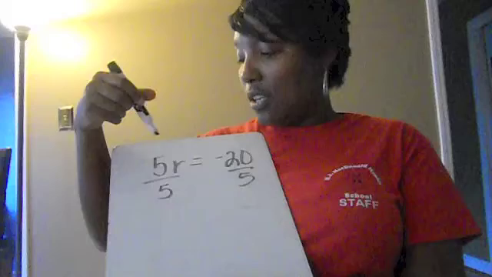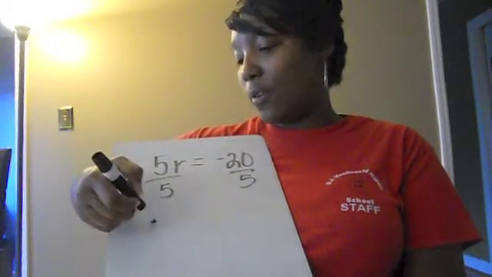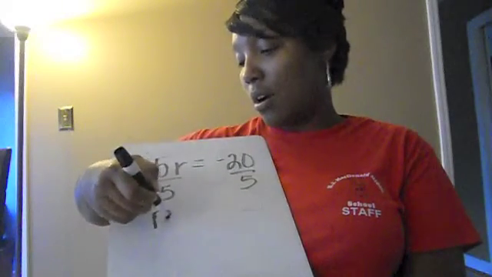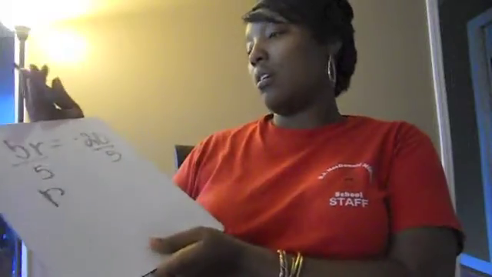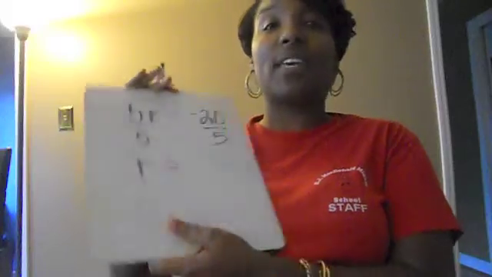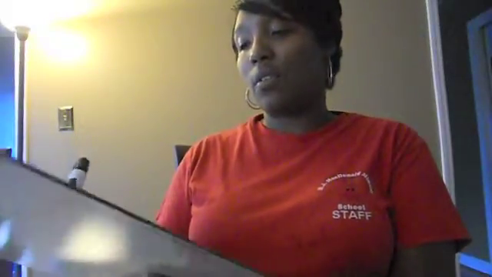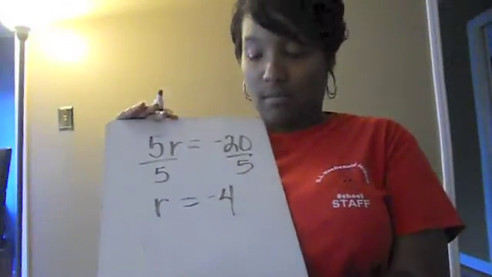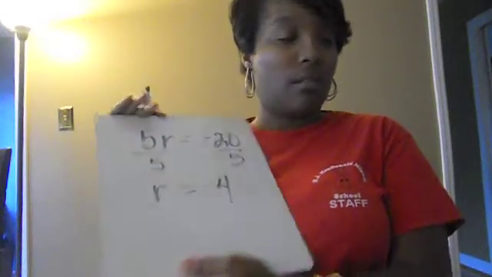Okay, so on this side, we're left with just r. Ooh, that's an ugly r. Negative 20 divided by 5 is negative 4. Okay?